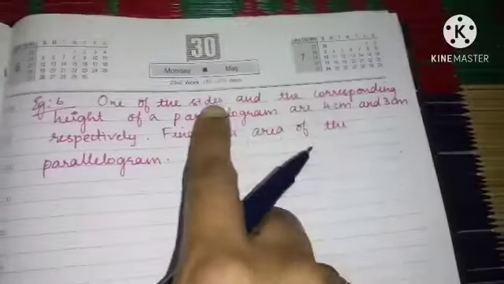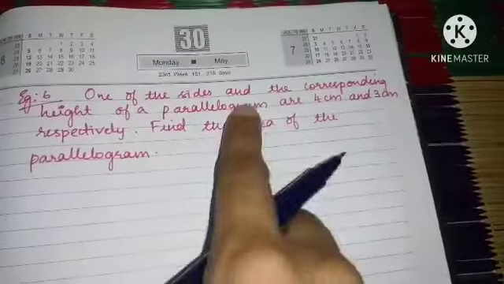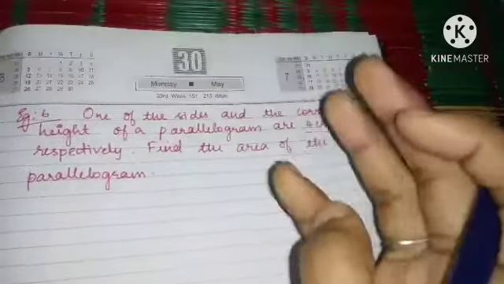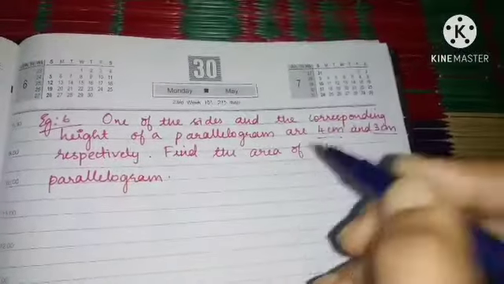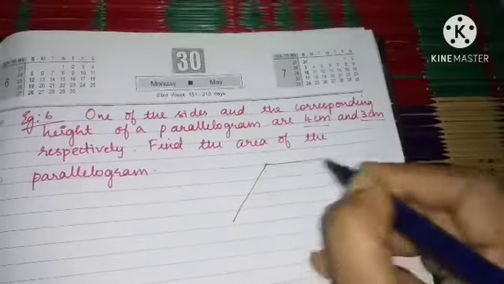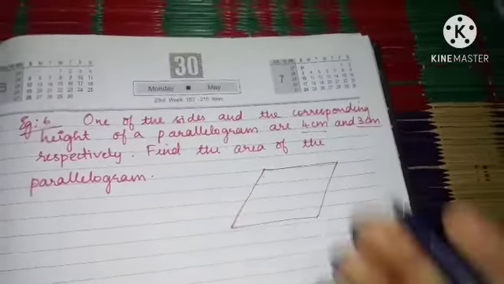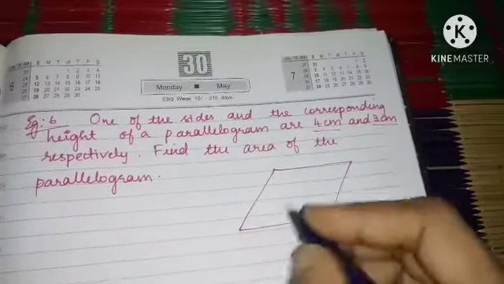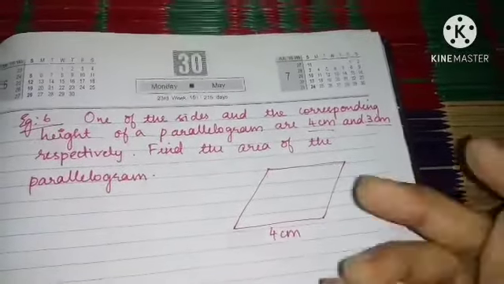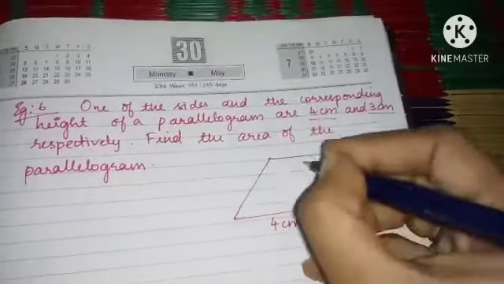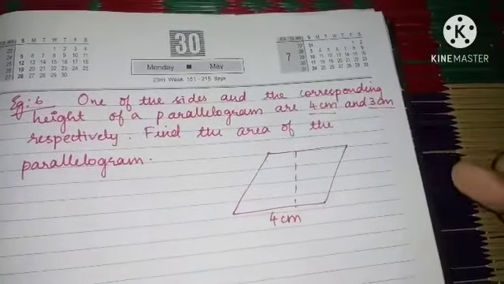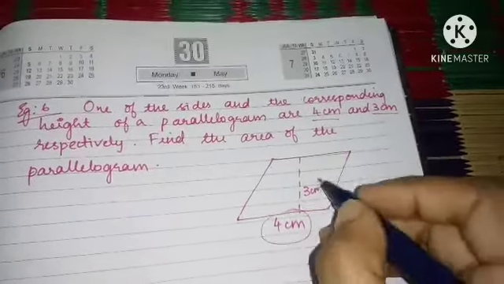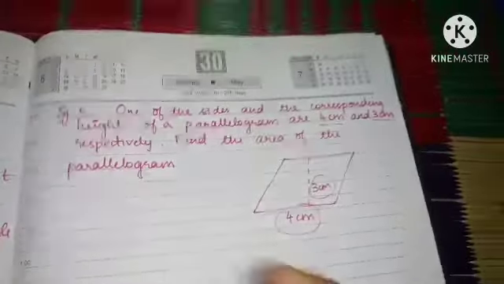Next is example number 6. One of the sides and the corresponding height of a parallelogram are 4 centimeter and 3 centimeter. So they have given a side. What is the shape of the parallelogram? It will be like this, correct? One side, which I am taking as the bottom, is 4 centimeter, and the corresponding height will be like this, 3 centimeter. Find the area of the parallelogram.